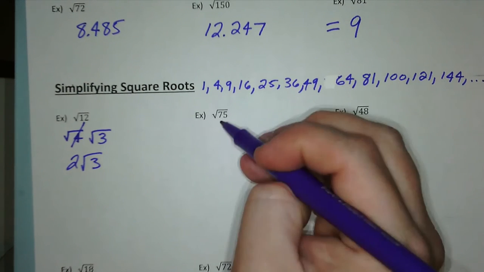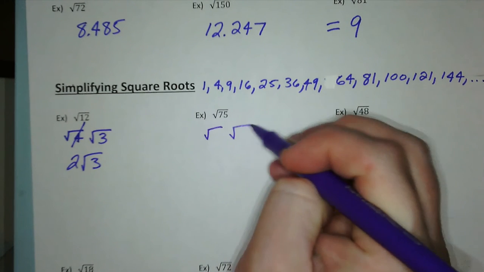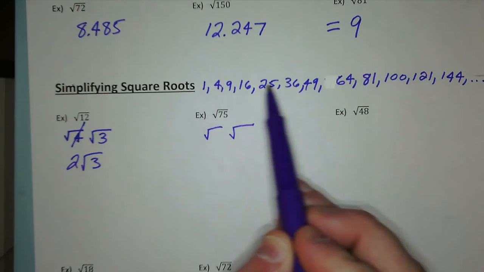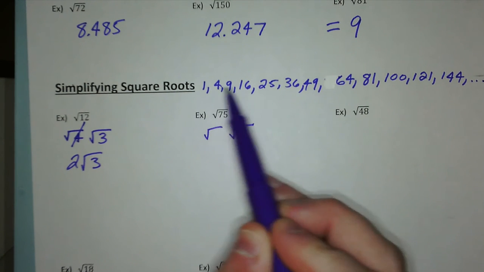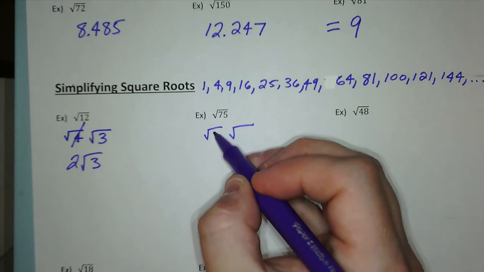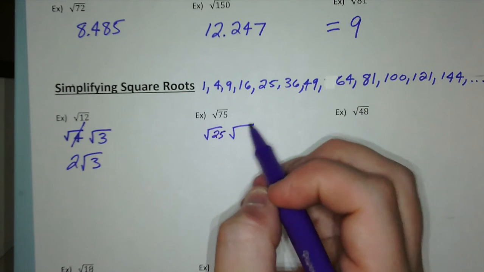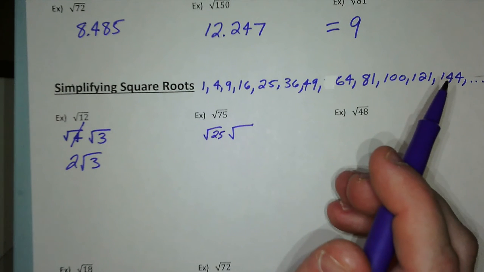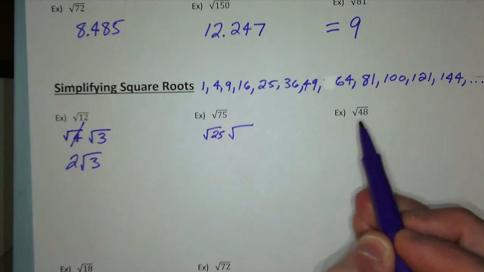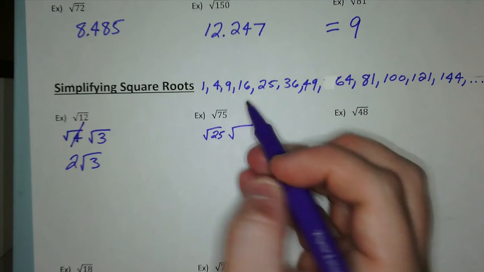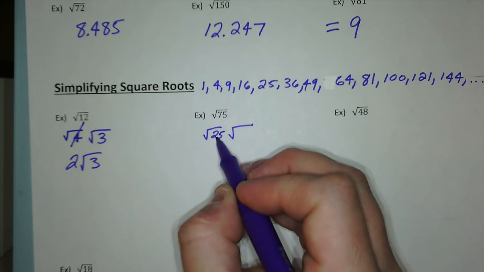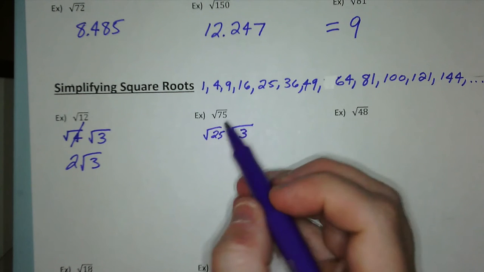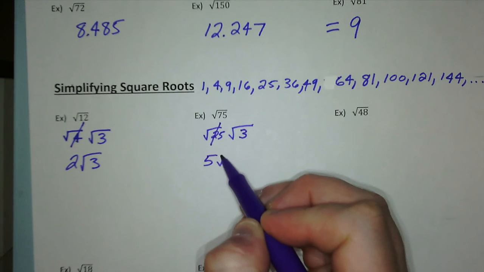Now this, what can I break it up into? Think about it, 75. One of them has to be something you can actually do. Spoiler alert, 25. And by the way, you want to break off the largest perfect square you can. We'll see that in a second with the next one. So the square root of 75 becomes the square root of 25 times the square root of 3. Now this one just becomes 5.